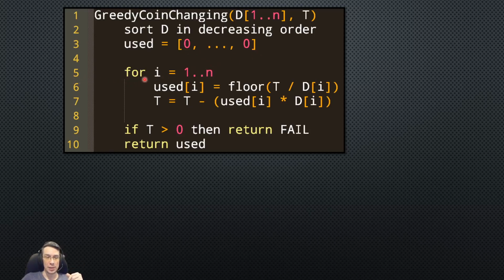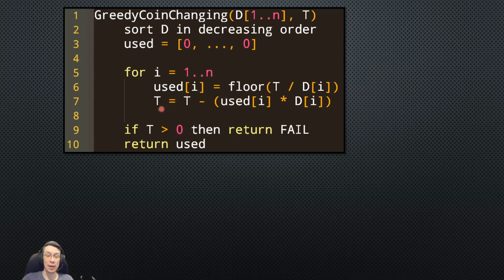Okay, so we're going to iterate over all the denominations, all n denominations, and we're going to specify how many of that denomination, denomination i, we end up using. We're just going to greedily take as many of them as possible. So we're going to take our current t, the target sum that we're trying to hit, and take integer division of that t over the value of that denomination. So for example, if t was 900 and d of i was 200, this would be 4. We're just going to use as many toonies as we can.